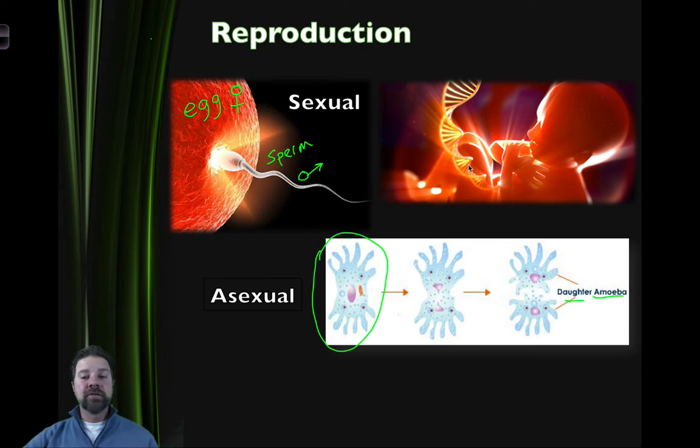Now, often that's referred to as something called binary fission. And binary fission is how we say that bacteria go ahead and reproduce themselves. But there's also another possibility with asexual reproduction called budding.